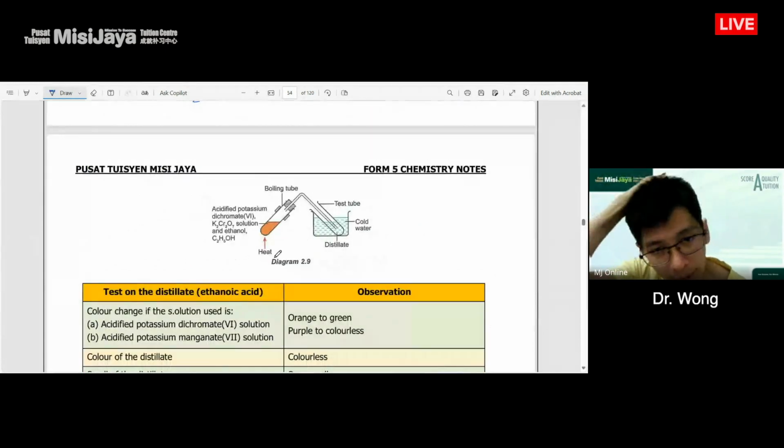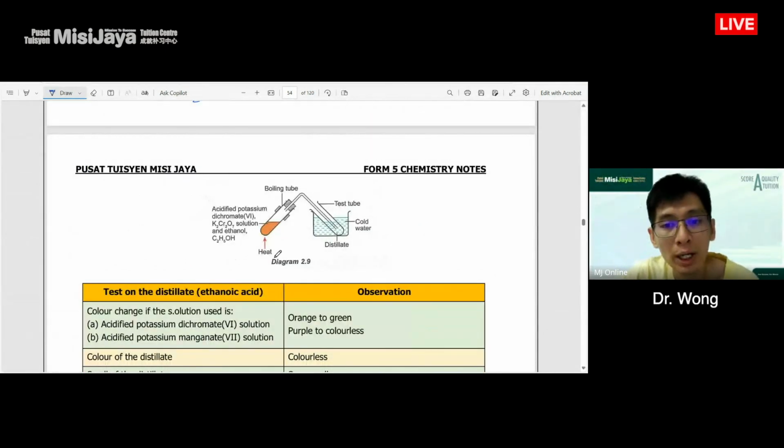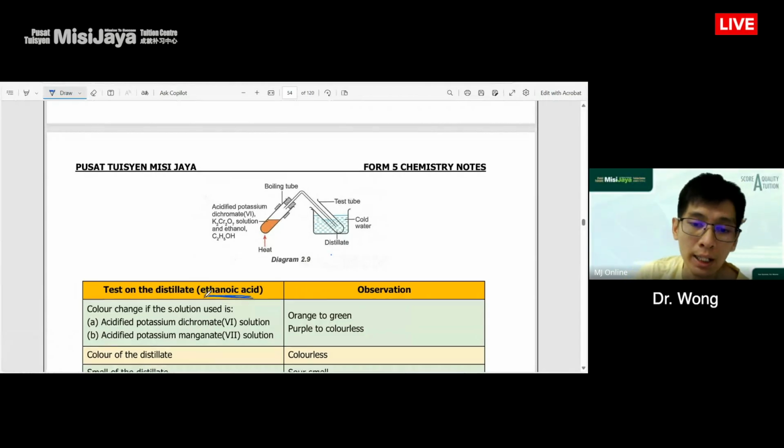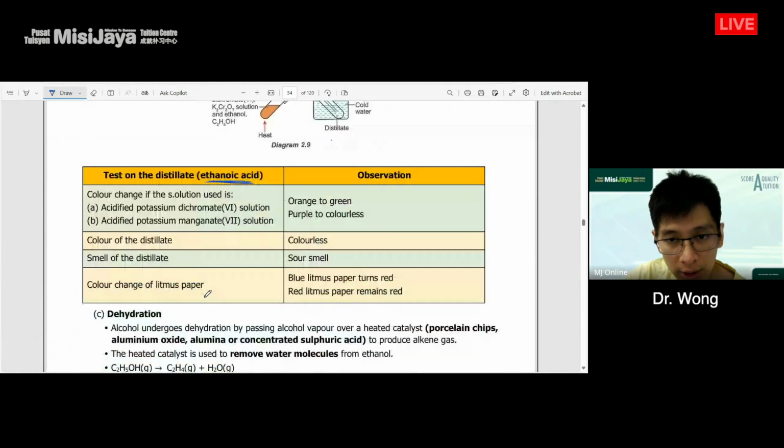So as you can see in this diagram, if we are using acidified potassium dichromate with ethanol, we burn it, boil it, and then we get a distillate. What is this? It is a carboxylic acid, which is ethanoic acid. Okay, so as you can see, this color, the teacher just now wrote it: orange to green.